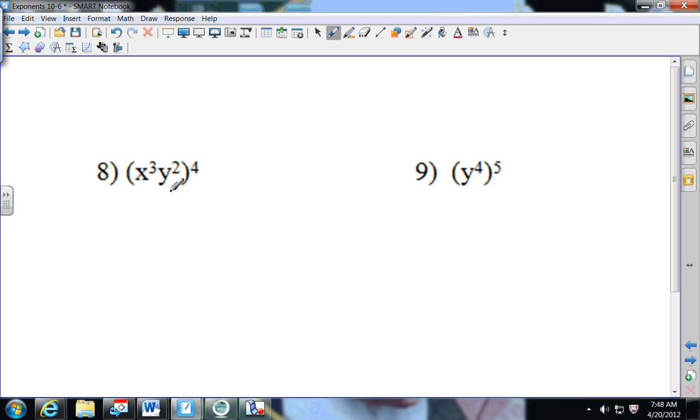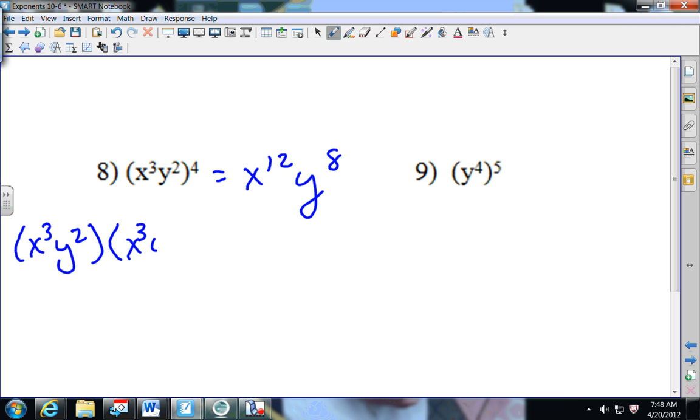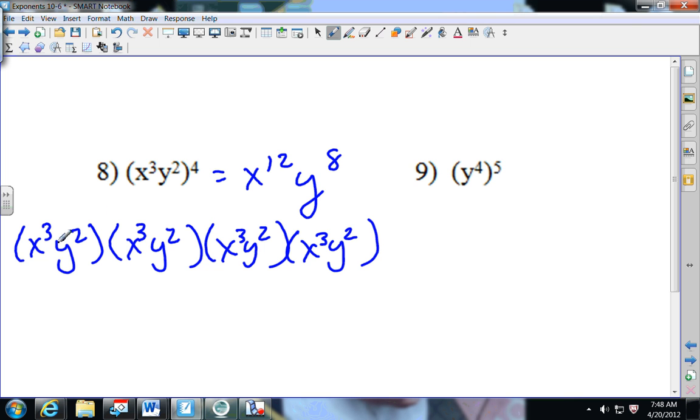When you're dealing with a power, these are what's called power to a power. And when you're dealing with that, the rule is you actually multiply the exponents. Your answer to this first one, 3 times 4 is 12. It should be x to the 12th, y to the 8th. Now, why that happens, you have x to the 3rd, y squared, and you have that 4 times. Well, 3 x's, 3 x's, 3 x's, and 3 x's, 3 plus 3 plus 3 plus 3, that's 12. Then the y's, 2, 4, 6, 8.